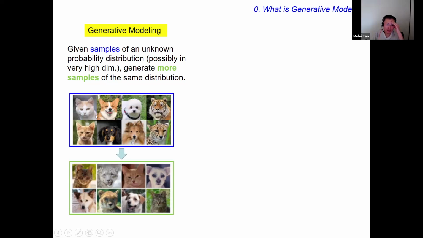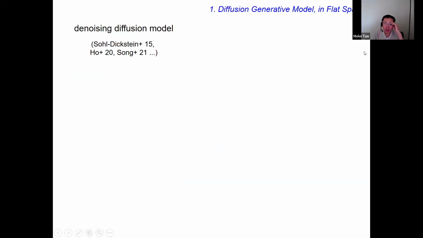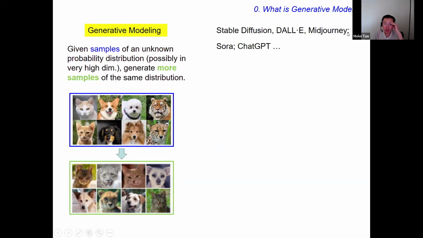For instance, you are given animal faces, and then you can train a generative model, and then you can generate more animal faces. This is different from the sampling situation in the second part, because in the sampling situation, you have the density. Here, you don't have the density. You only have the data that are sampled from the density, and then you want to sample from this so-called latent density. This is a very important problem because it powers all those generative AI tools such as Stable Diffusion, DALL-E, Midjourney, Sora, ChatGPT, etc.